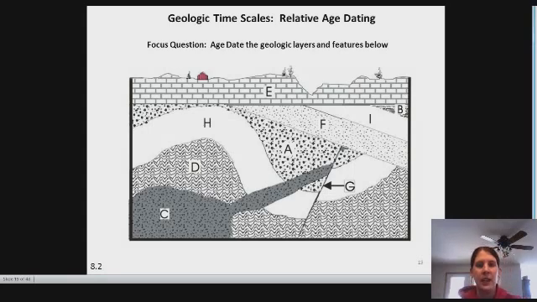So I want you to take a look at this image here and try to figure out the age dates of the geologic layers and features. I'm going to give you a minute to take a look at this and understand it before I move on to the next slide.